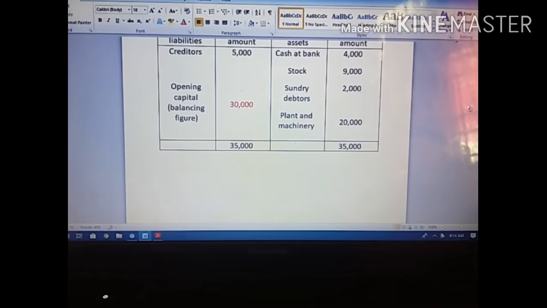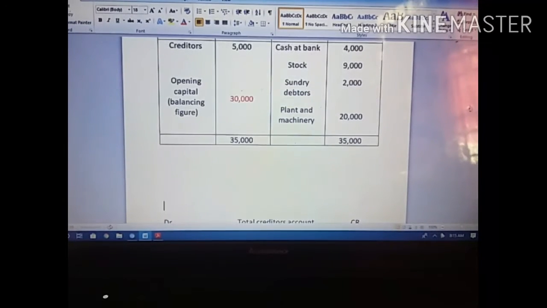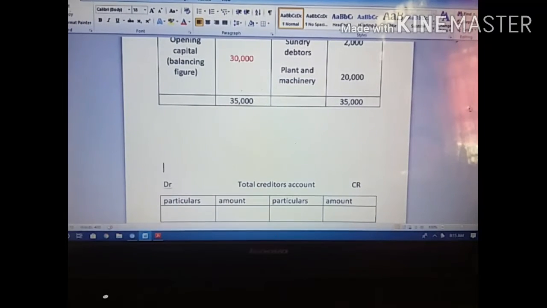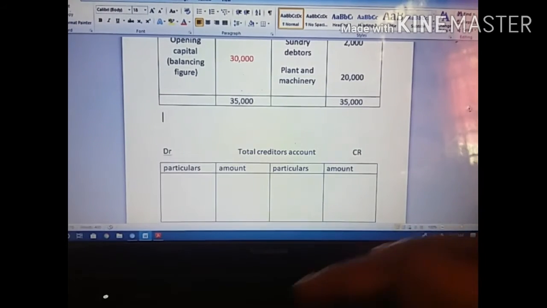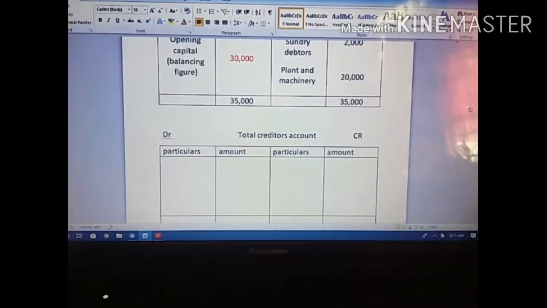After finding the opening capital, one more thing is missing, that is the purchase. They have not given the purchase, so we are going to find it through the total creditors account, to find the credit purchase. Both sales are given, cash sales as well as credit sales. Total sales are given in this problem. Sales return and purchase return are given, but there is no purchase. So in order to find the purchase, we have to open a total creditors account.